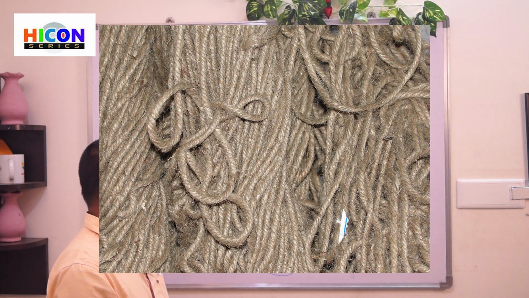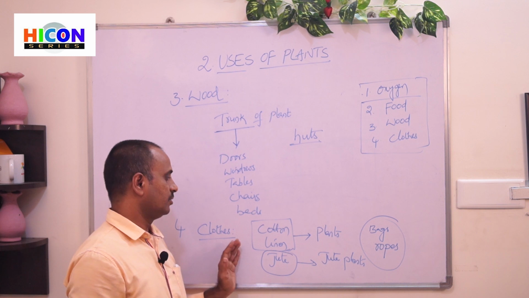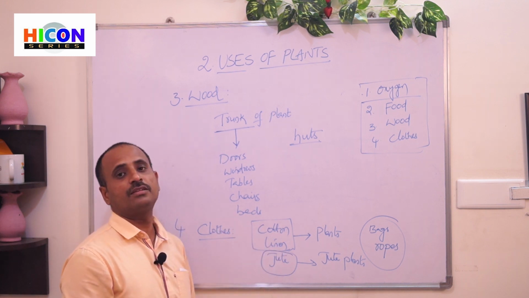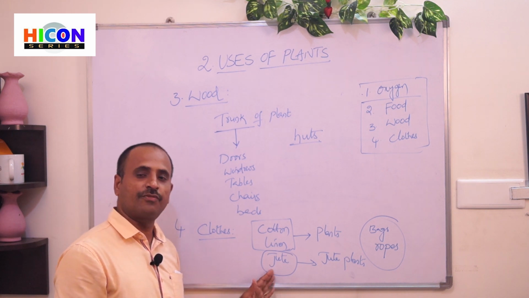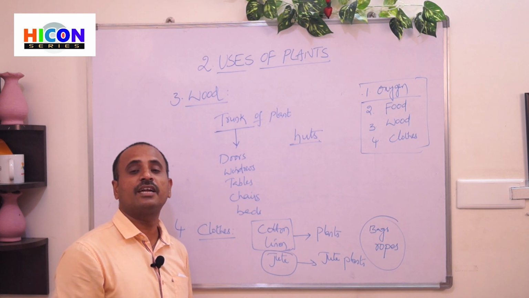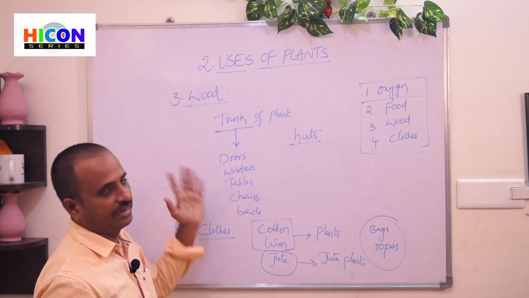In the same way, here the plants are giving clothes, which are used by us in different seasons. Example, cotton and linen clothes. And jute is also obtained from the plants, and this jute is used for making bags and ropes, etc. So these are the uses of the plants.